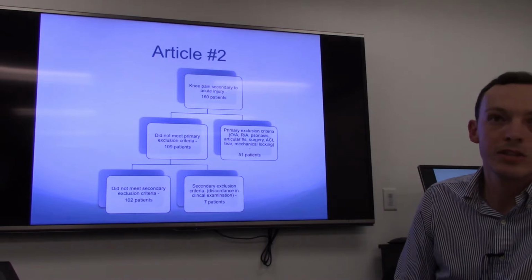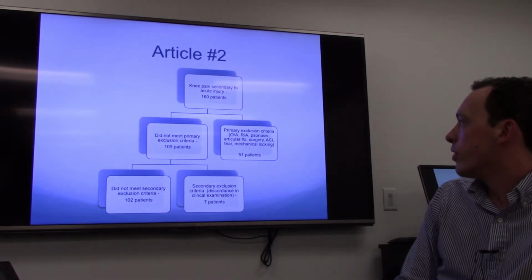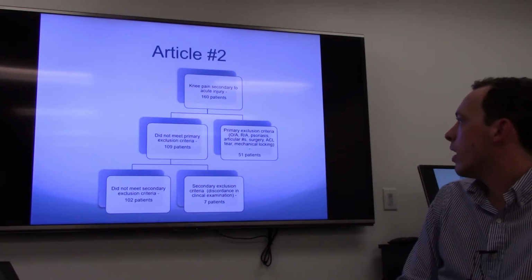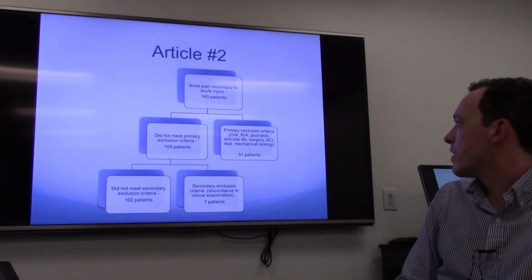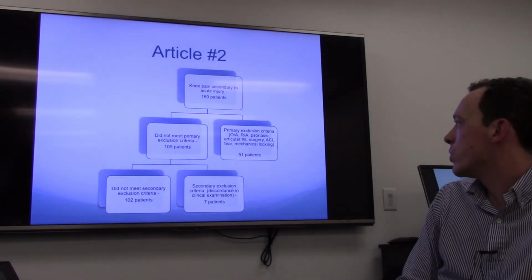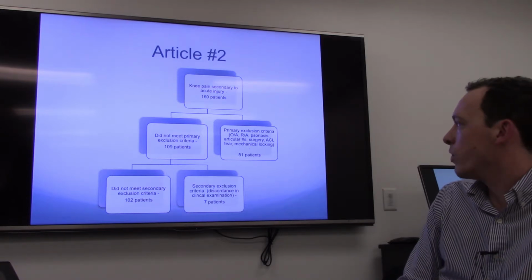So again, traumatic meniscal tears, not looking at the degenerative meniscal tears. Their primary exclusion criteria were another diagnosis of osteoarthritis, rheumatoid arthritis, psoriasis, articular fractures, surgery, ACL tear, or mechanical locking. And 51 patients were excluded that way.